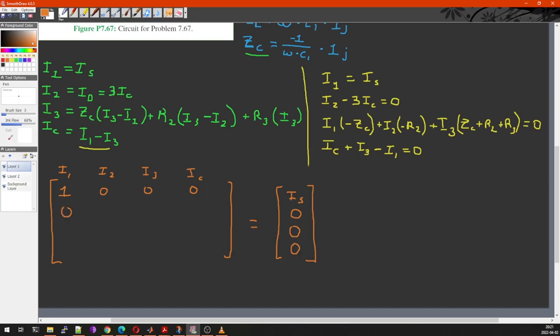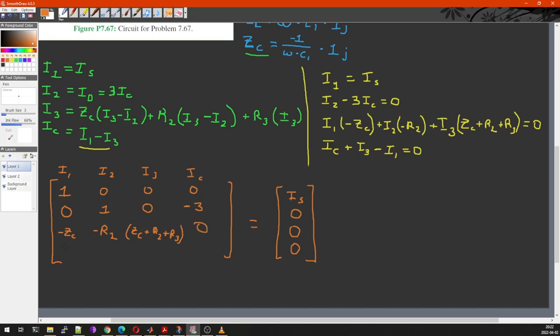For the second equation, we have 0 I1s, 1 I2, 0 I3s, and negative 3 in the IC column. Next, on our third equation, we have a negative ZC for our I1 term. For the I2 term, we have a negative R2. For the I3 term, we have ZC plus R2 plus R3. Then we have 0 in our IC term.